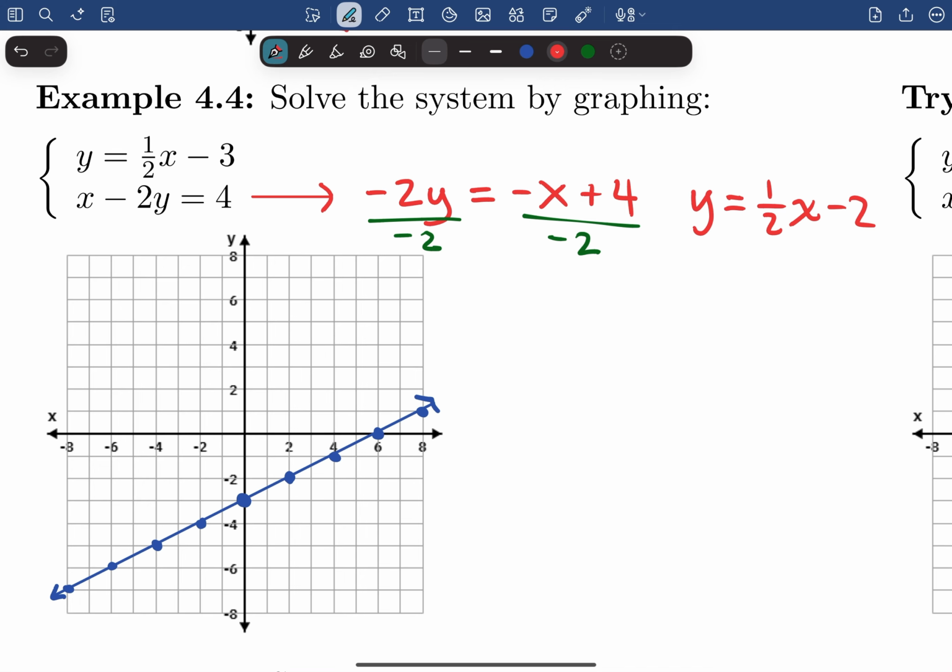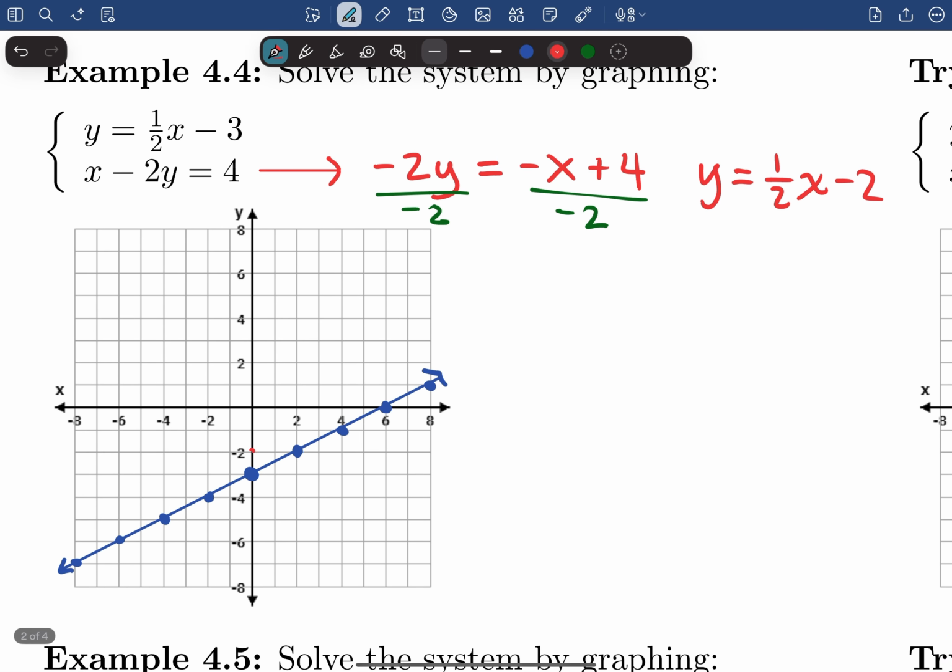Okay, so let's go ahead and graph that. I go to negative 2 on the number line, and then I apply the slope. I go up 1 over 2, up 1 over 2, over and over again, and then down 1 over 2 to go the opposite way. And I put a line through all those points, and then I notice something.